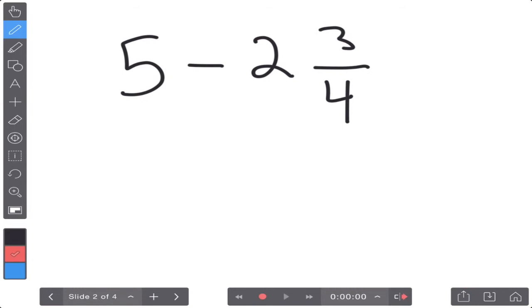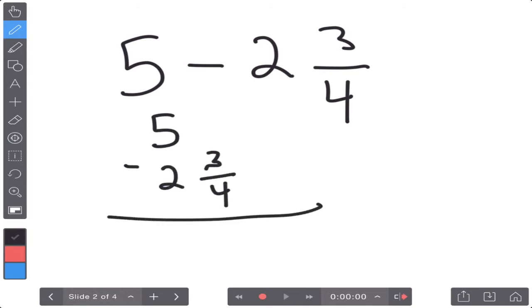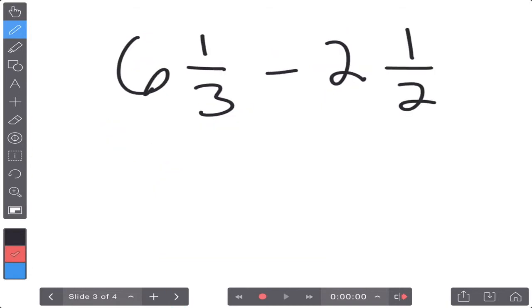We have 5 minus 2 and 3/4. So again, let's rewrite this. 5 minus 2 and 3/4. And again, this is really technically 0 over 4. So when I borrow, I go to the 5, make it a 4, and I'm going to add 4 over 4. And again, the reason why I'm adding 4 over 4 is because our denominator is 4. So I could just cross this out and put a 4 because 4 plus 0 is 4. So 4 minus 3 is 1. It's 1/4. 4 minus 2 is 2. So it's 2 1/4. Okay, next one.